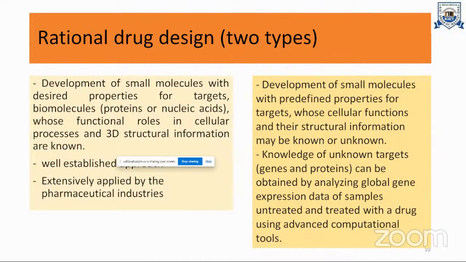In the case of unknown targets, information can be obtained by analyzing the various data about the receptor which is available on various platforms, and we can use them, and we can use advanced computation structures, gene structures. So this is about rational drug design.